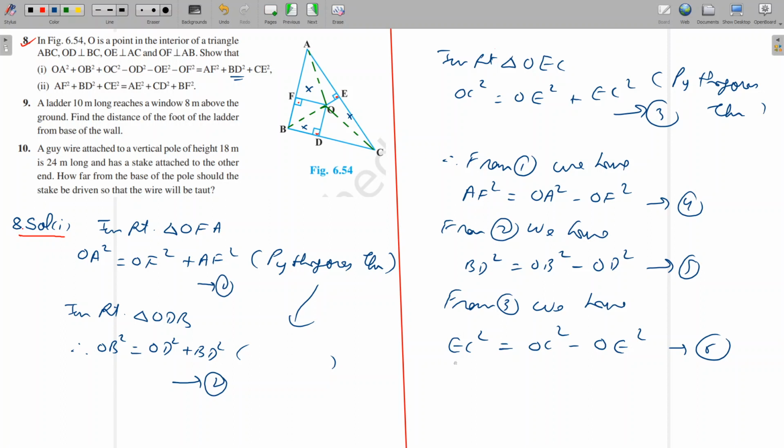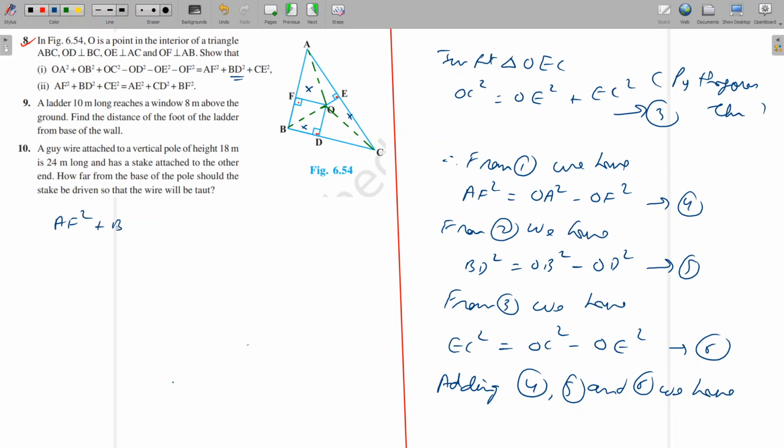Now we'll add 4, 5 and 6. Adding 4, 5 and 6, we have AF square plus BD square plus CE square equal to OA square plus OB square plus OC square minus, we can write in any order, what we require is OD square, so minus OD square, then minus OE square and minus OF square. So this is the proof of the first part.